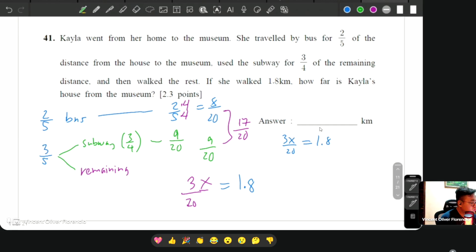What do we do? Multiply both sides by 20/3. By 20/3, we can cancel the 20 and the 3. X is equal to 1.8 divided by 3, which is 0.6, times 20. That's going to be 12. So x here is 12, and that's already our final answer.